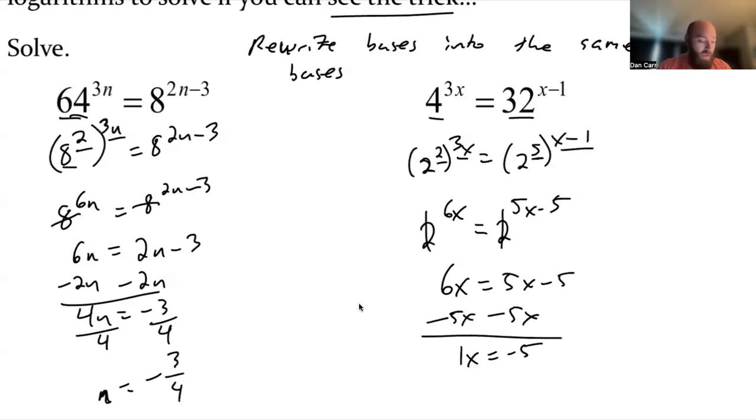I'm done. So again, our trick here is we can either turn one base into the other one, so they're the same, or change both of them into the same base. That will make it easier to work with.